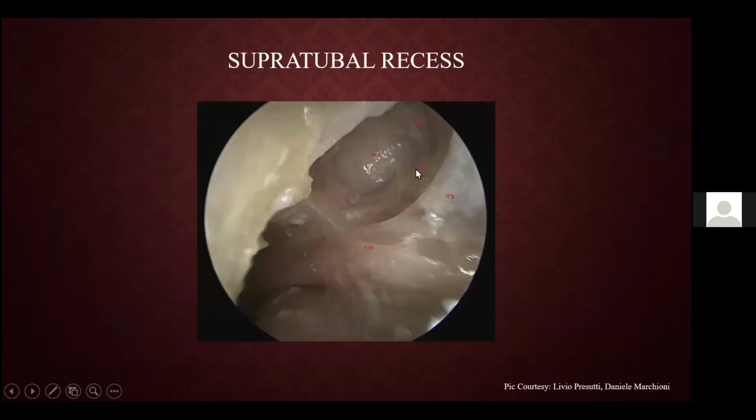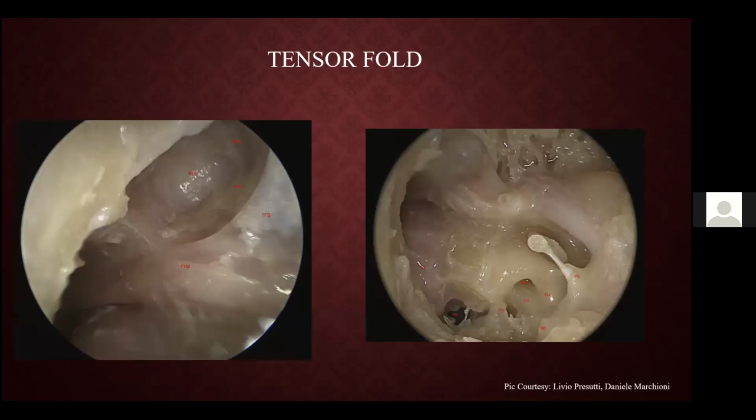So the supratubal recess is a space which is present above the eustachian tube opening, and the tensor tympani fold below the tegmen prevents any communication. This supratubal recess and the tensor tympani fold prevent any communication to the anterior attic or ventilation of the anterior attic. So to know about this, we should know the tensor tympani fold also.